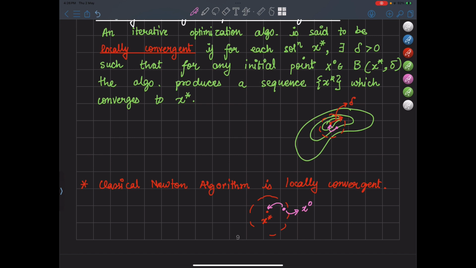And we'll see in the next lecture how this is useful, and whether we can modify the classical Newton algorithm in a certain way so that it gets rid of all the problems that we have discussed earlier. So we'll see that in the next lecture. We'll end this lecture by stating this result, that the classical Newton algorithm is locally convergent. Even though we are not going to do the proof of this statement, we'll use this in the next lecture. Till then, thank you.